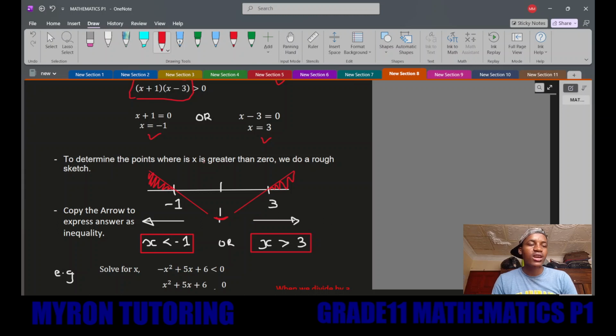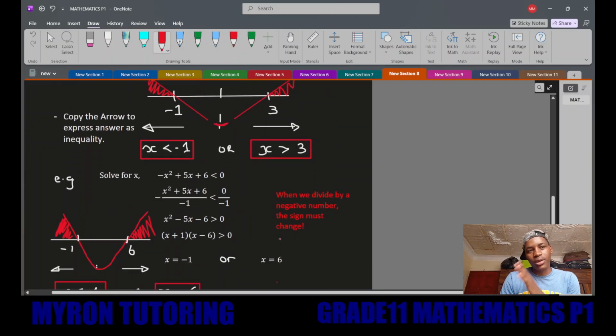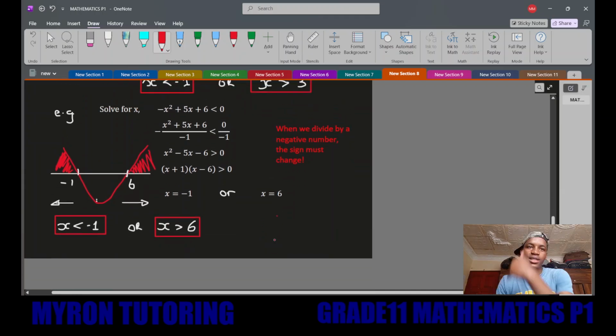Where is it then greater than 0? It's greater than 0 to the left, so you copy the left arrow. Then where else is it greater than 0? To the right. You copy the right arrow. Let's look at another question.